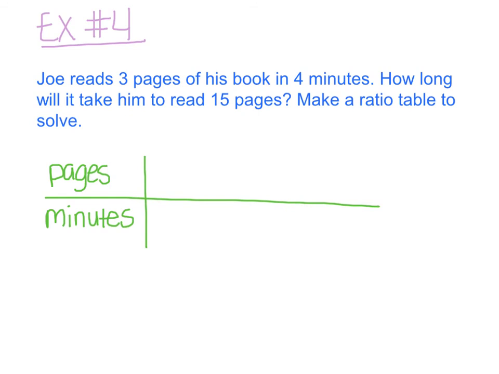Example number 4. Joe reads 3 pages of his book in 4 minutes. How long will it take him to read 15 pages? Make a ratio table to solve. So I set up the table for pages and minutes, and I left it blank so we can fill that in. So I know he reads 3 pages, so I put a 3 by the pages, in 4 minutes, so I put a 4 by the minutes.